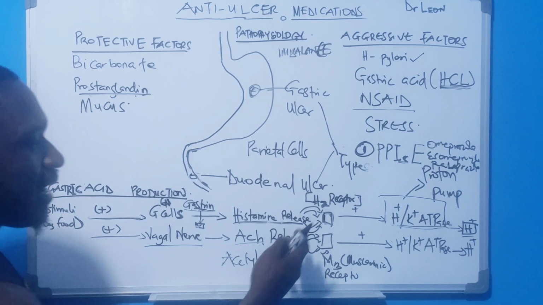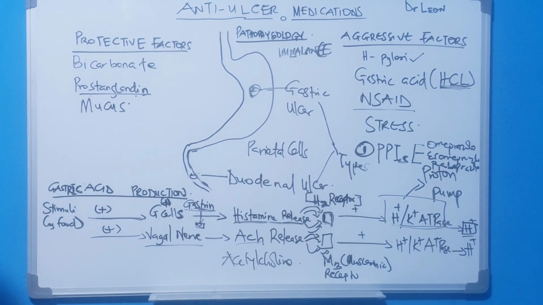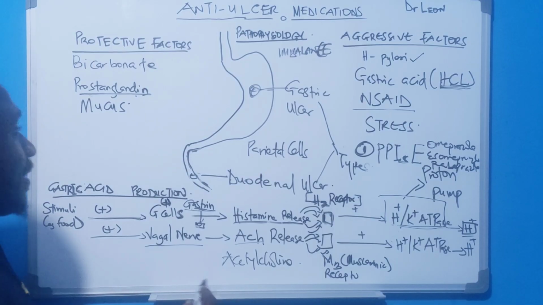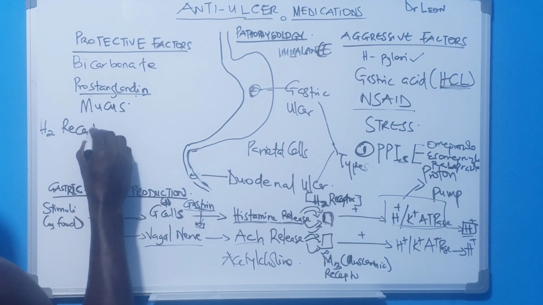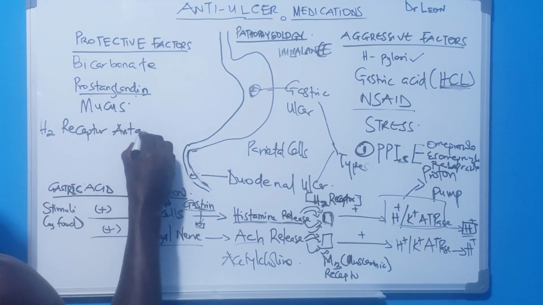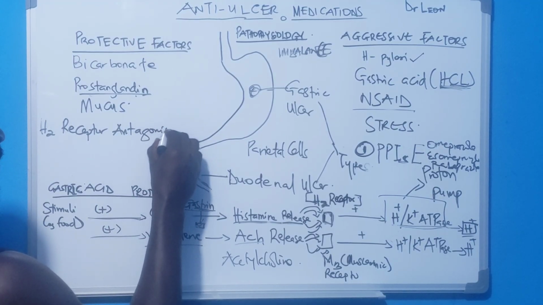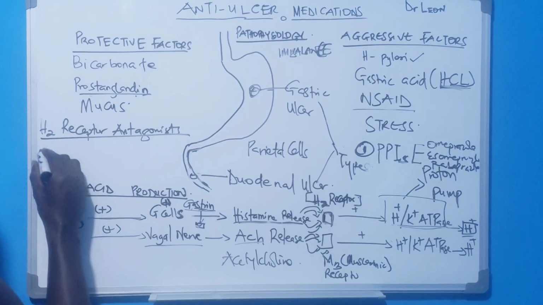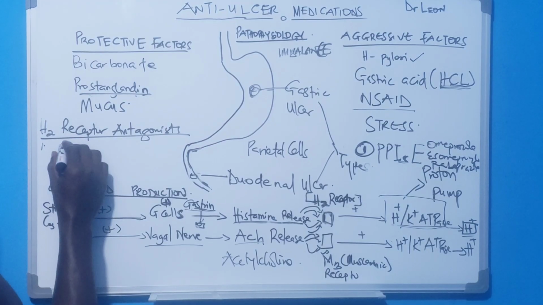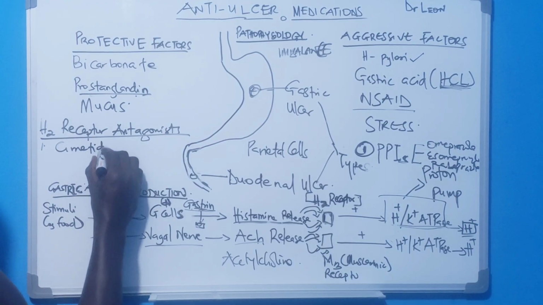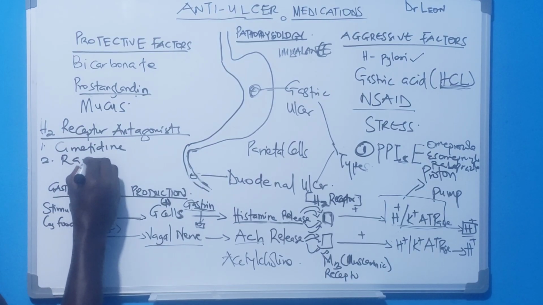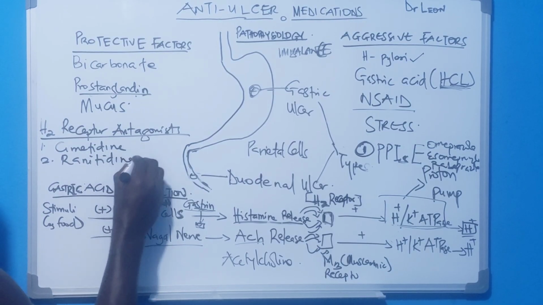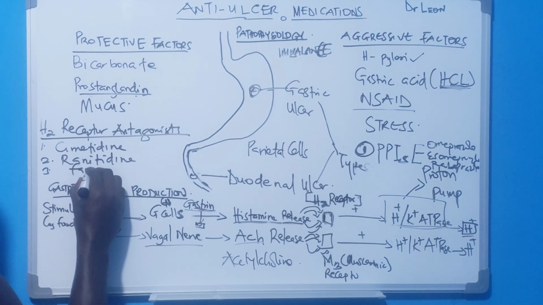And then we have a class of drugs called the H2 receptor blockers or H2 receptor antagonists. Examples are cimetidine. They normally end with -dine. Ranitidine, and then famotidine.